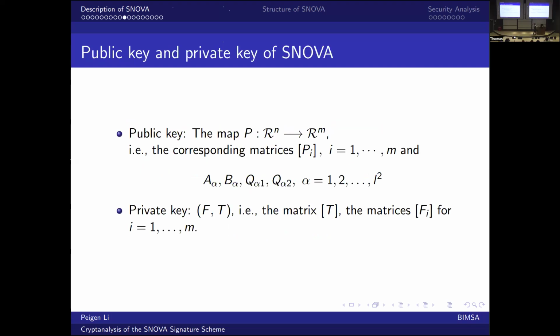Now the public key of SNOVA is P, and A alpha, B alpha, Q alpha 1, and Q alpha 2. And its private key is F and T. Actually, maybe T is enough, because if we use T and the public key, we can calculate the central map Fi.